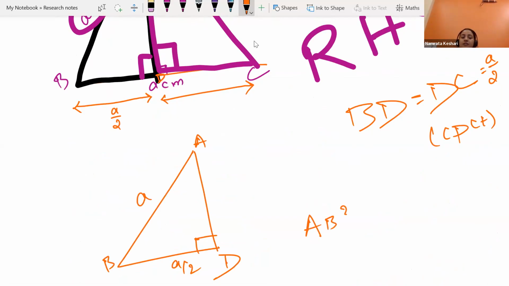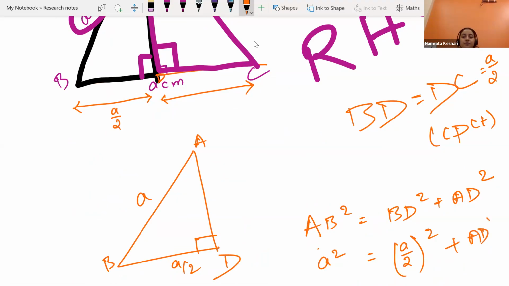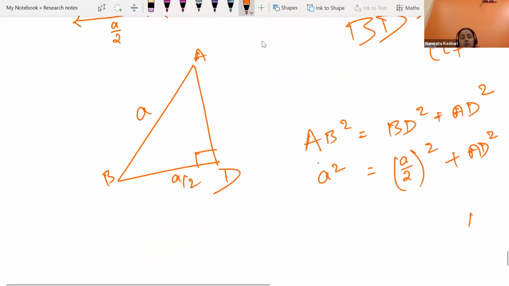Hypotenuse square is equal to base square plus perpendicular square. Hypotenuse is a, so a square is equal to base a by 2 whole square plus AD square. Our AD square will be a square minus a square by 4. Yes or no? Yes.